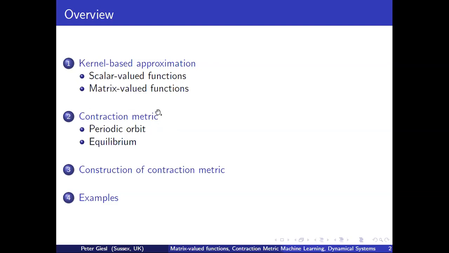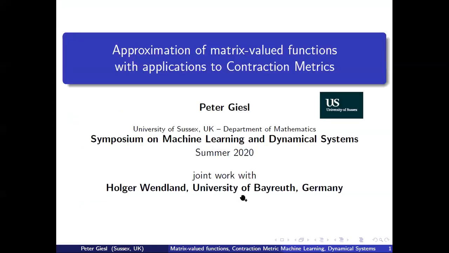First of all, I'm going to explain what that actually is. It's basically a specific metric with respect to which trajectories of a dynamic system will have a decreasing distance. The distance contracts. And it's a useful technique to find periodic orbits and their basin of attraction, and the same also for equilibria. And then we basically match these two areas, kernel methods and dynamic systems, and use these methods to construct a contraction metric. Sorry, and I'll show some examples at the end. I should have said it's joint work with Holger Wendland from Bayreuth.